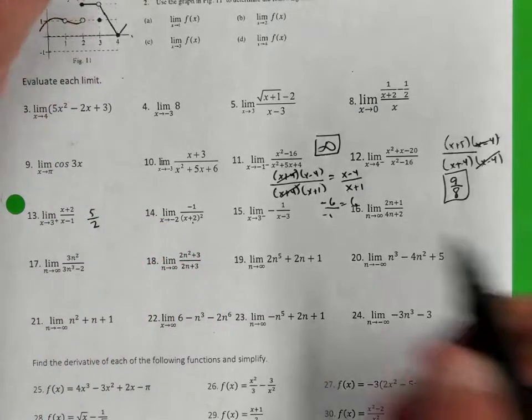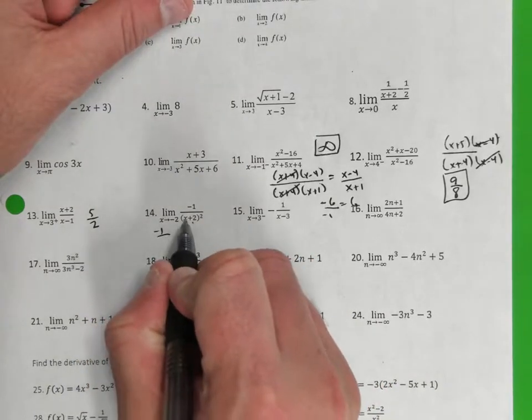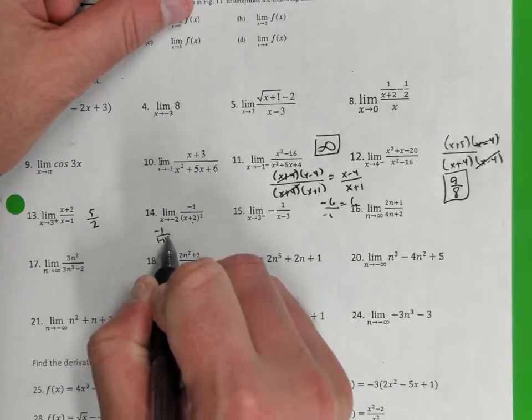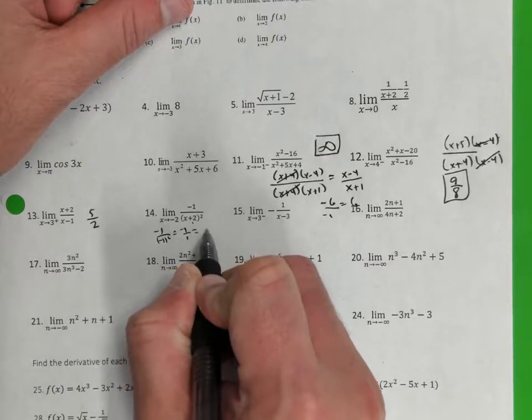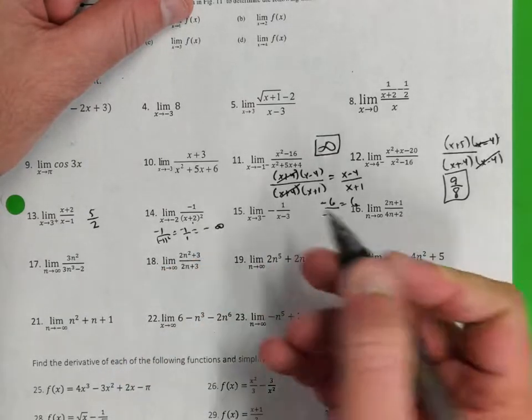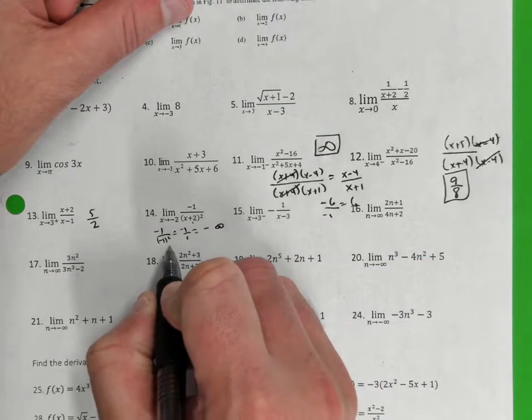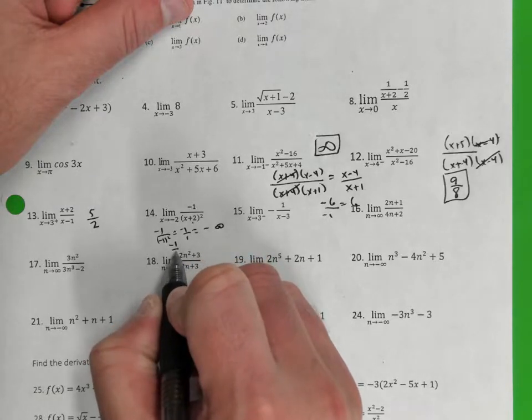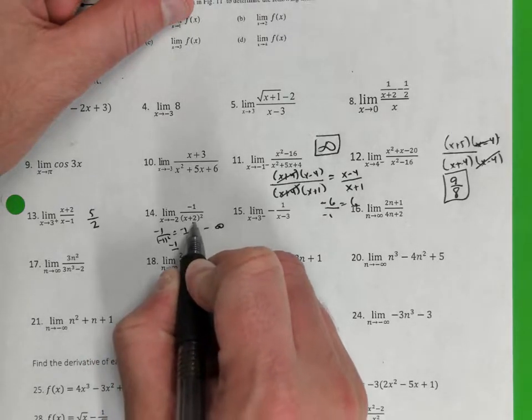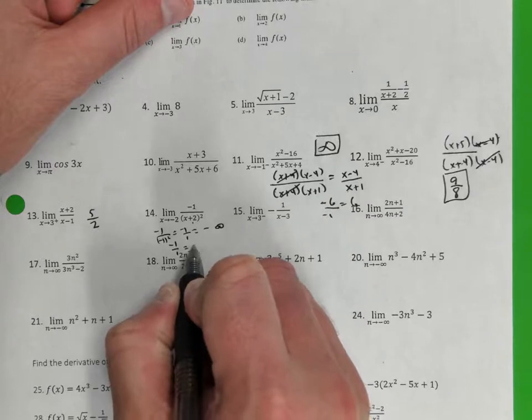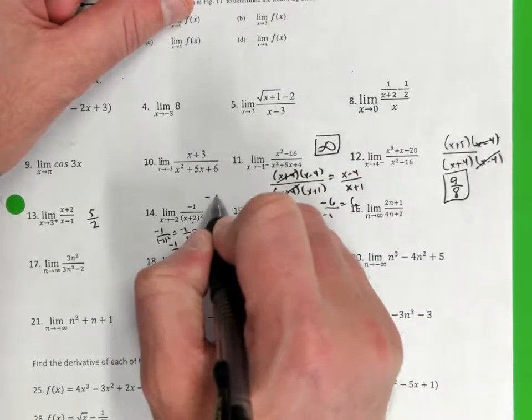So that means I'm going to pick a number to the left and to the right. I'm going to plug -3 in. -3 plus 2 gives me -1 squared. That gives me -1 over 1, which is negative. That's going to be negative infinity. I plug -1 in. That gives me a negative value. They both go into negative infinity.